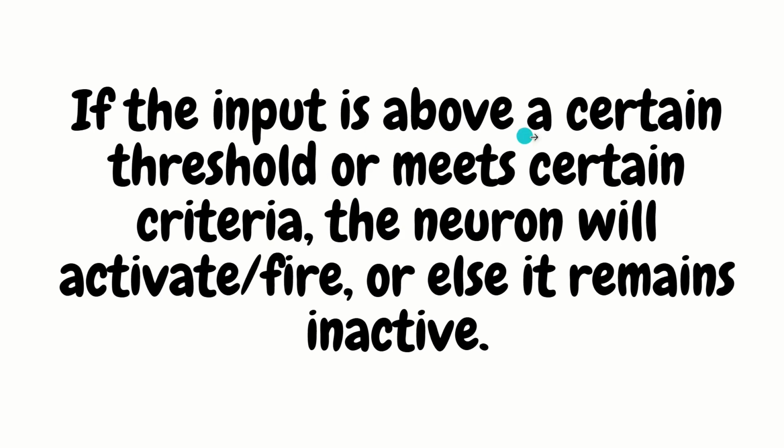If the input is above a certain threshold or meets a certain criteria, the neuron will be activated or fire, or else it remains inactive. This is how it works. I can compare it with a trigger in the DBMS subject. Over there we also have a trigger available. If it's matching some criteria, like if we have an update, delete, or insert statement, then only the trigger will fire, else it remains inactive. So this is called activation.